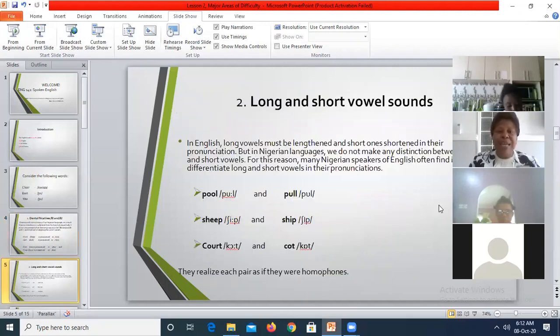So we move over to the second area of difficulty, and that's the long and short vowel sounds of English. In the English language, the vowel sound may be long or short. If it is long, then you must lengthen that in your pronunciation. If it is short, then you must make it short in your pronunciation. But then, many Nigerian learners of English will find this difficult since we do not differentiate between short and long vowels in our languages. Let us practice a few examples.